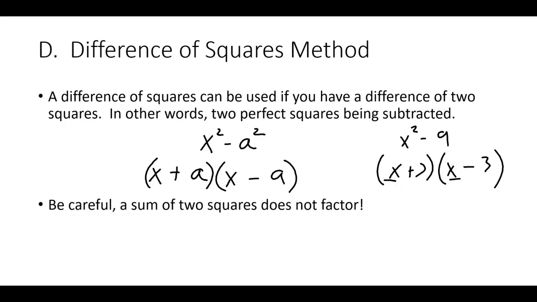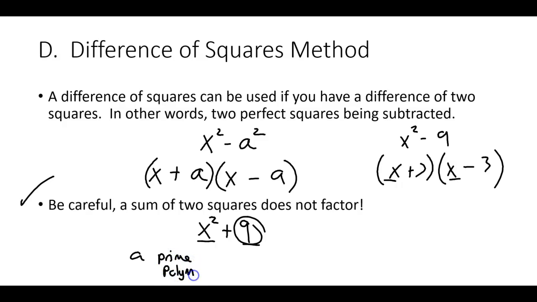Yeah. So now I want you guys to be careful, though. A sum of two squares does not factor. So if you ever see something like this, both of these are perfect squares. Like this is 3 squared, and this is x squared. But even though those are both perfect squares, you cannot do a difference of squares method on this because there's a plus in the middle. This does not factor. We call that a prime polynomial.